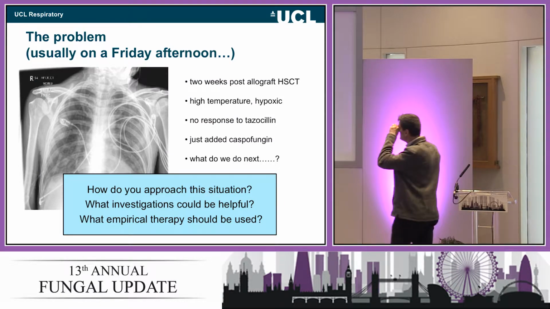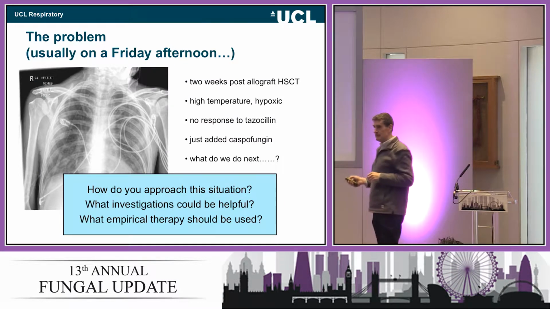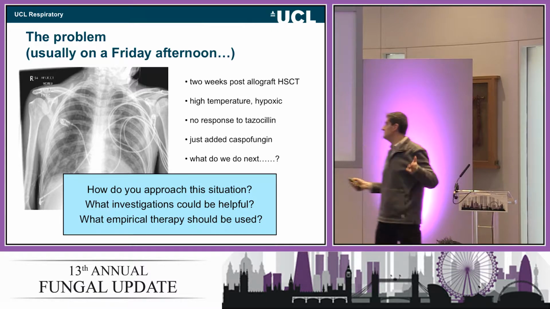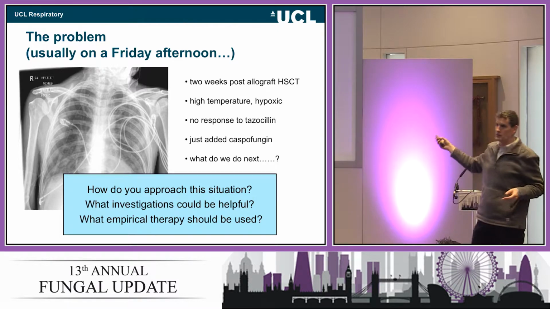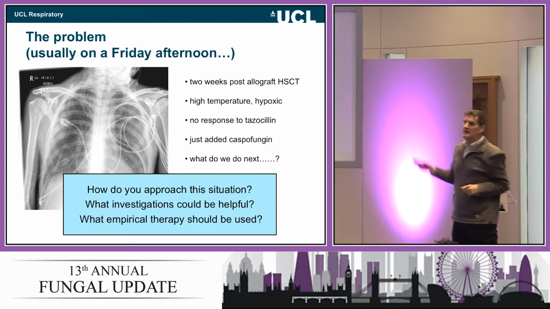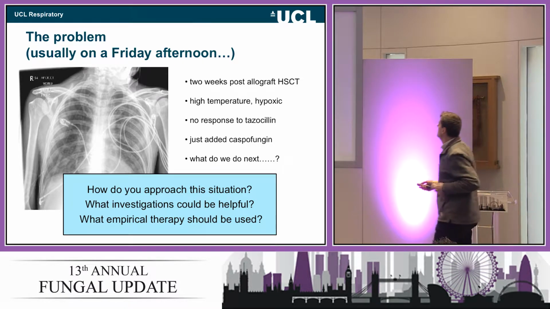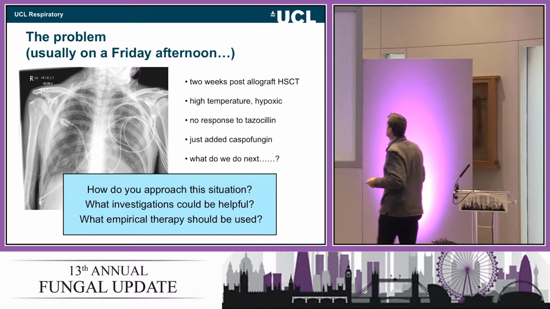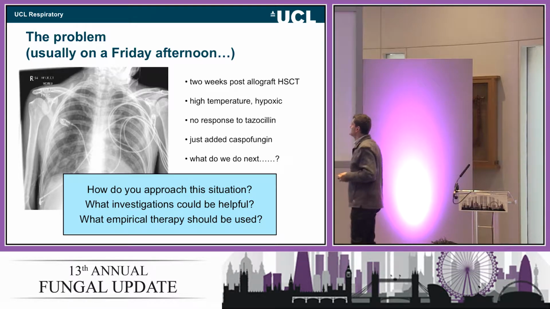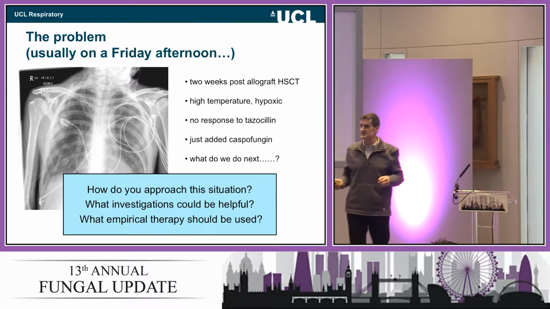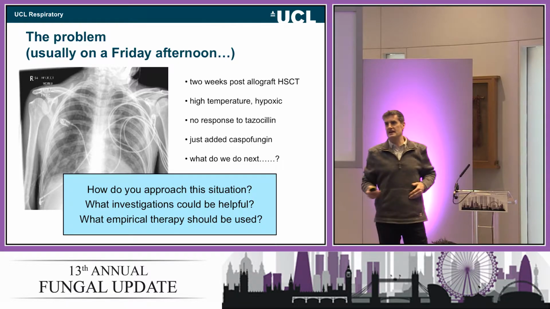So this is what happens to me on a Friday afternoon. I finish my clinic and I feel like death warmed up. I need a couple of pints of beer or something to keep me going. And I get a call from the hematologist. I'm sorry, but this is what happens. I get a chest x-ray on the screen, and the patient's a couple of weeks after an allograft, they've got a high fever, they're hypoxic, they've had their Tazocin, they've had the Caspo. What do we do next?